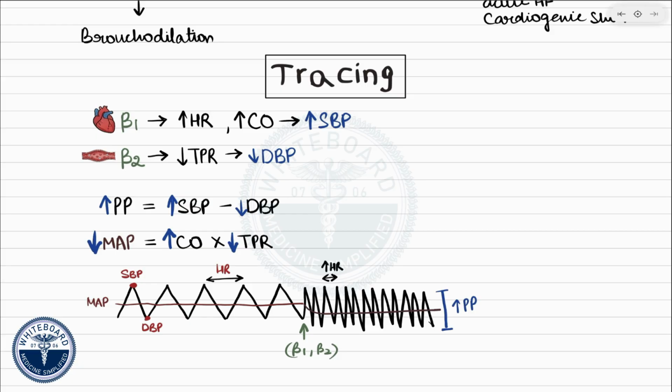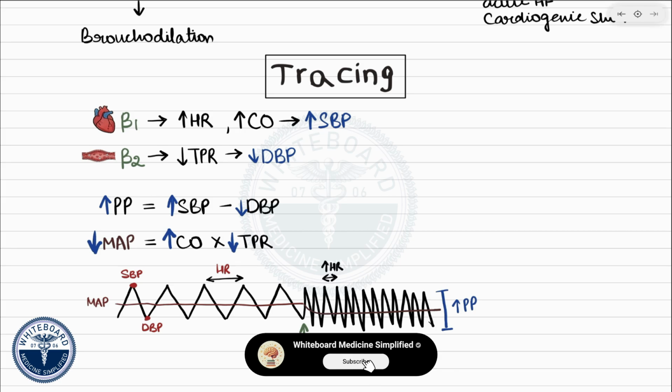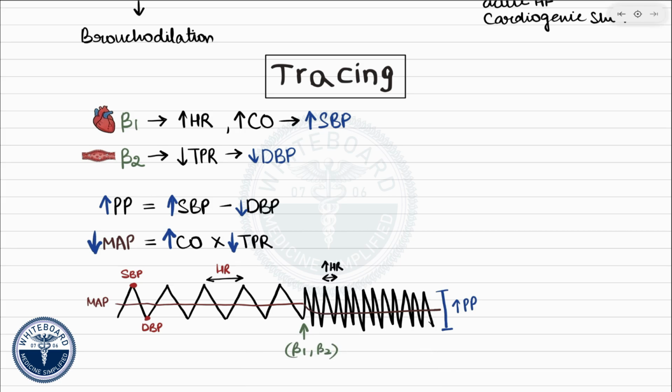downward on the tracing. So, a non-selective beta-agonist produces 4 characteristic changes on the tracing: an increase in heart rate, an increase in systolic blood pressure, a decrease in diastolic blood pressure, and a widened pulse pressure with a slight reduction in mean arterial pressure.